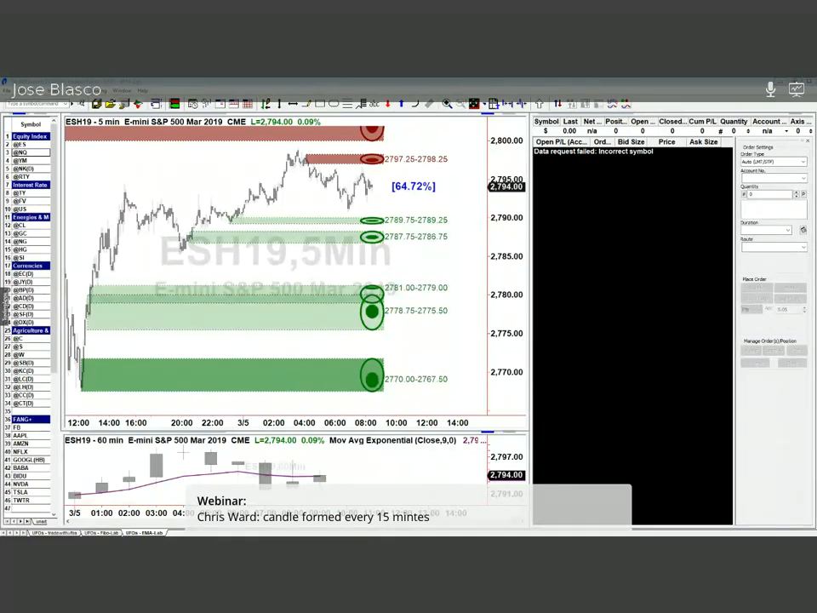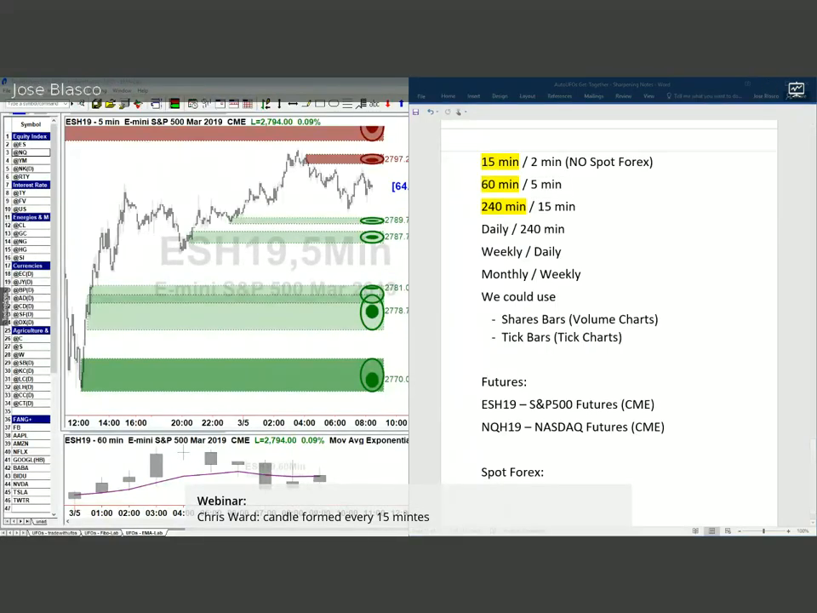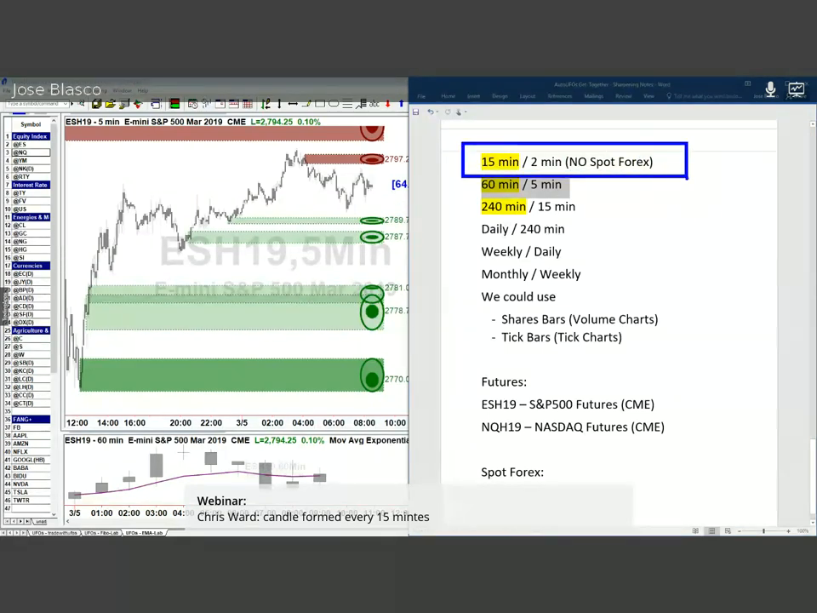And when you're using the methodology where you combine the two, give me a second here. I was pointing at the wrong screen. When you combine the 2 and the 15, the new now is every 15 minutes. When you combine the methodology with the 60 and the 5, the new now is every 1 hour. When you combine the methodology with the 240 and the 15, the new now is every 4 hours. Okay, and therefore that's what you would do.